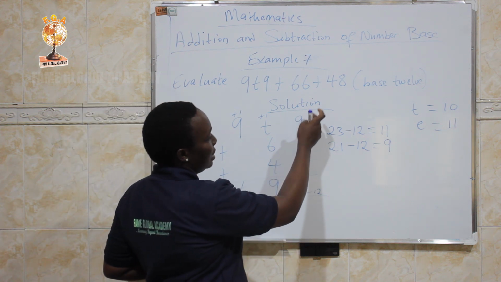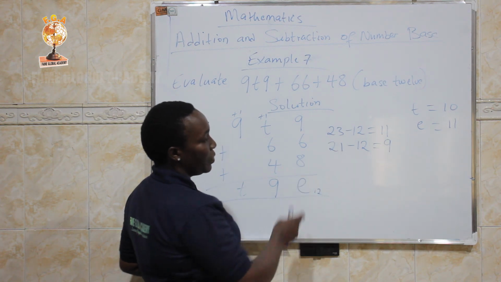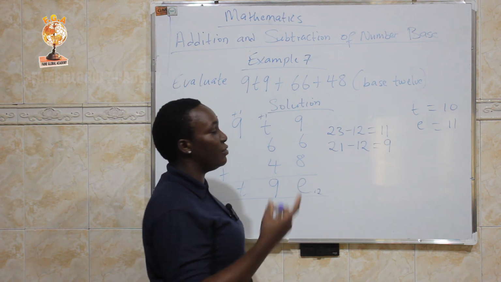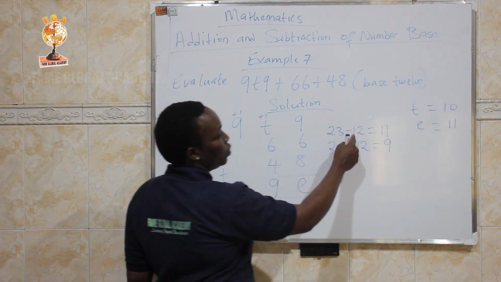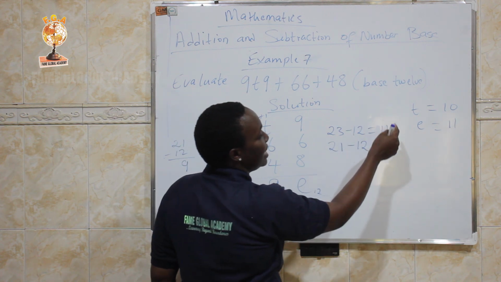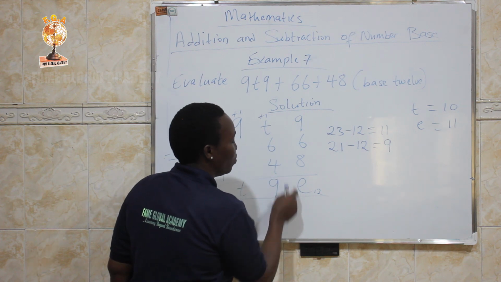When you add this, 9 plus 6 plus 8, that will give us 23. Like I said, you cannot have an answer that is bigger than the base. So you have to subtract the base, which is what? 12. So 23 minus 12, the answer is what? 11.